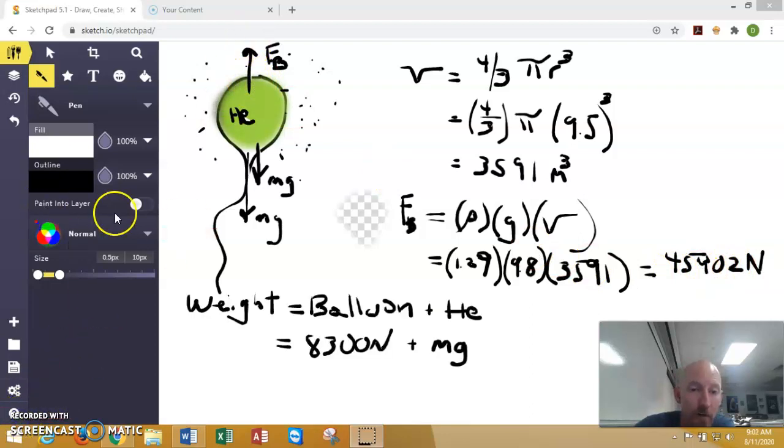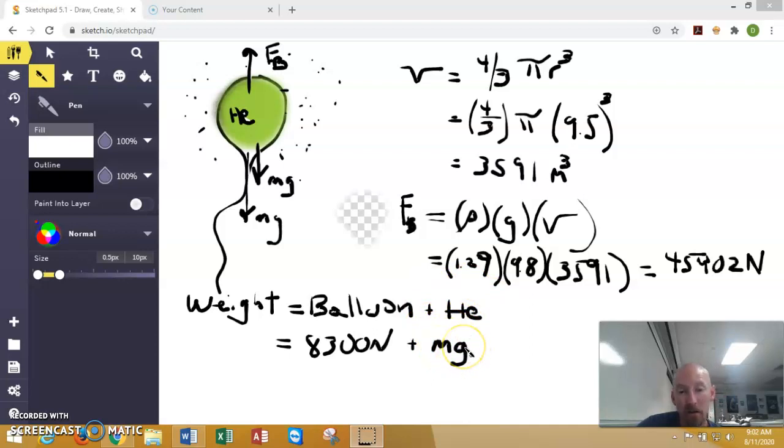Okay, next I've got to figure out what my total weight down is. They told us what the weight of the skin of the balloon is. It's 8,300 newtons, right? And then I just have to figure out the weight of the helium inside of there. I'll add the two up to get this total weight down. That's my total down force, right? The trick here is that with helium, we don't know what the mass of the helium is, right?